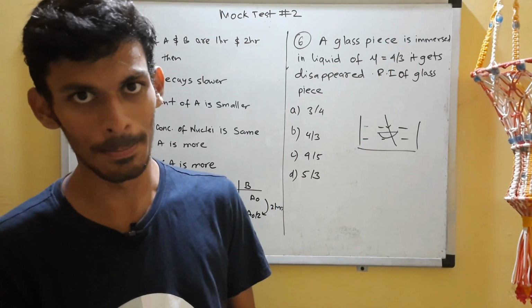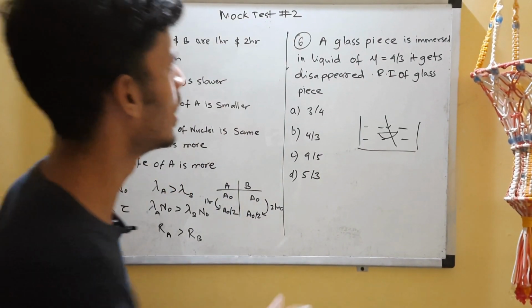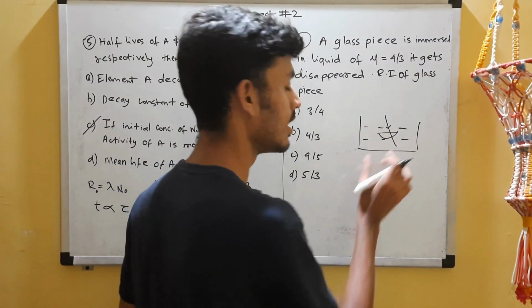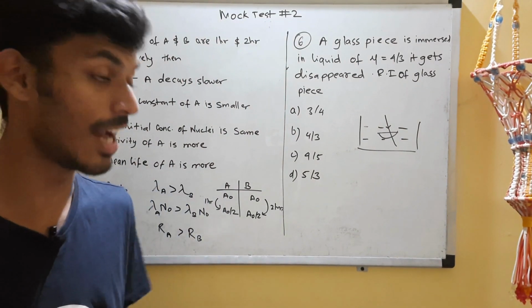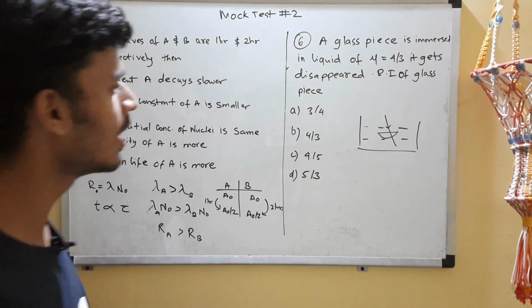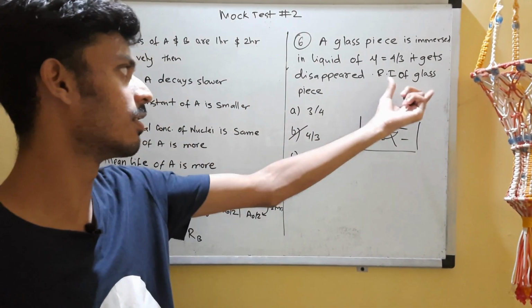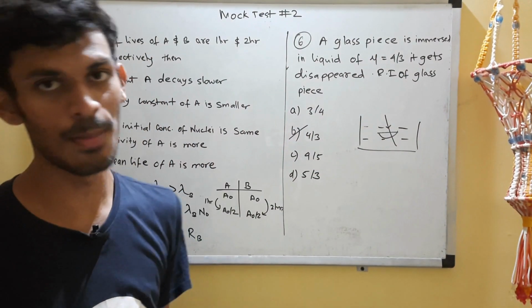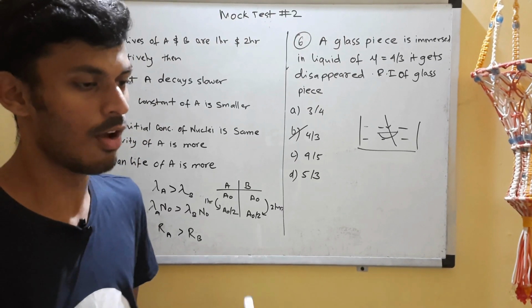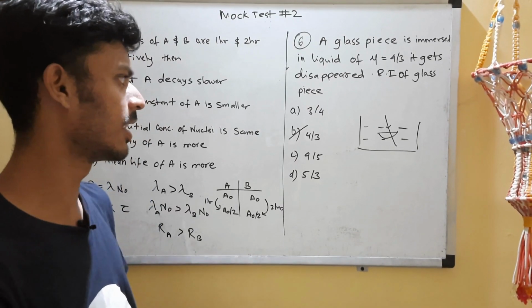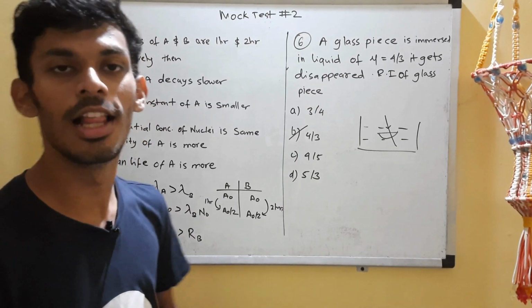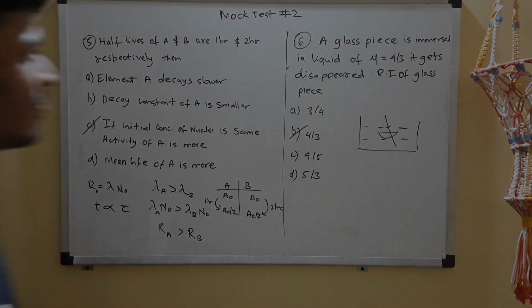So light just passes through it, and you cannot see the boundaries of that piece separately. So yes, when the refractive index of the glass piece is equal to the refractive index of your liquid, you will not be able to see it. So option B, the refractive index of the glass should be 4/3, same as the liquid, in order for it to disappear. I think that was a bit simple. Let's move to the next question now.